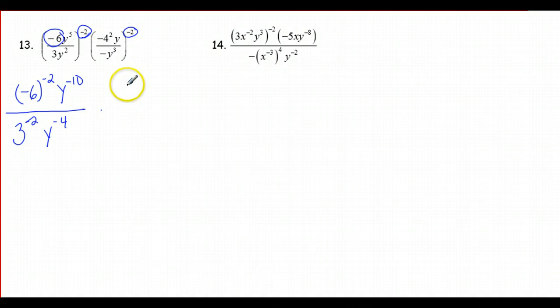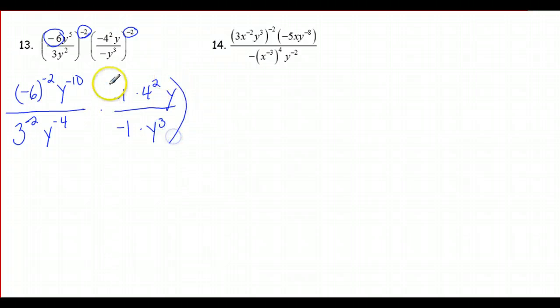This one's trickier because this number has an exponent of 2. I'm going to separate it with the negative. So negative 1 times 4 squared times y over negative 1 times y cubed, all raised to the negative second. Now the reason that I did that is because a negative over a negative are going to cancel. Alright, then I'm going to go ahead and continue.